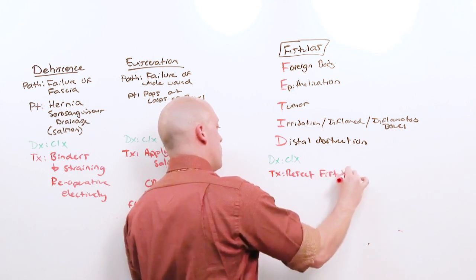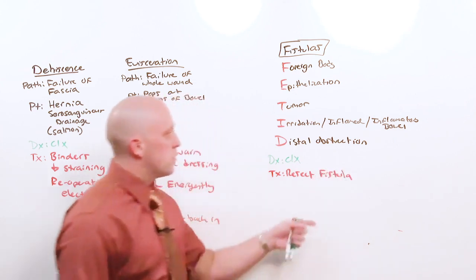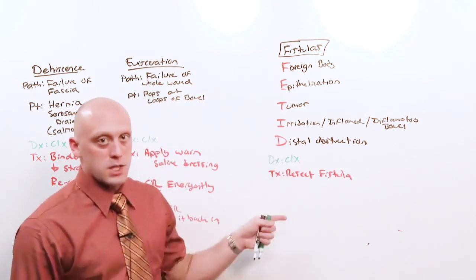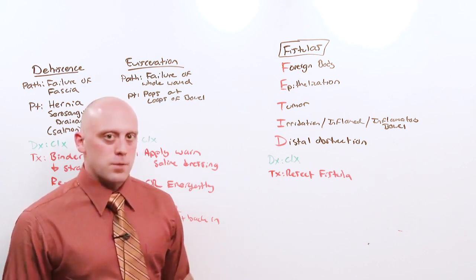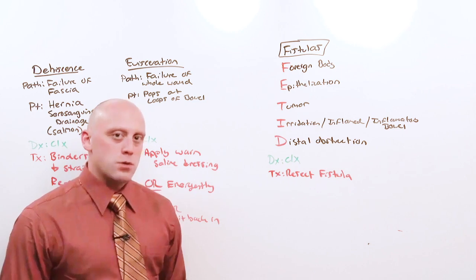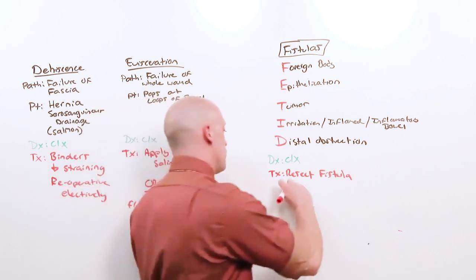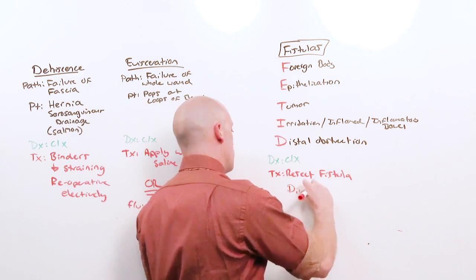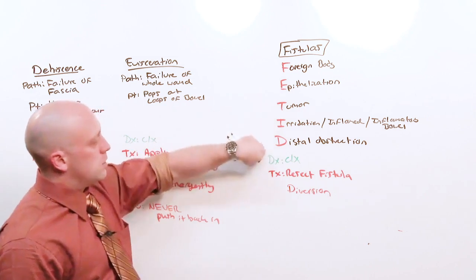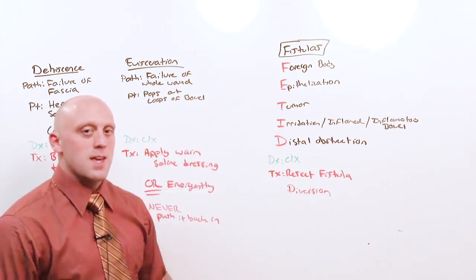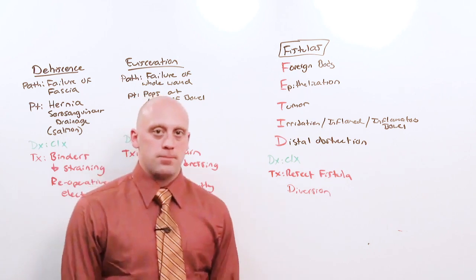But it may not be enough to resect the fistula, because if you've got another thing, a cause there, well, reconnecting it is just going to create another fistula. So what you may need to do is actually do a diversion into an ostomy, fix the thing that's causing the fistula to form in the first place, and then reconnect.